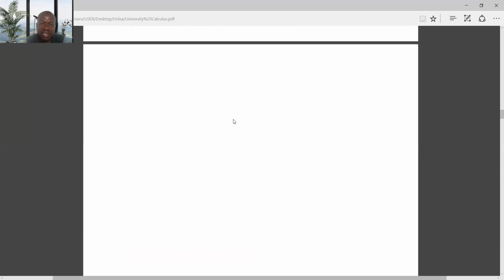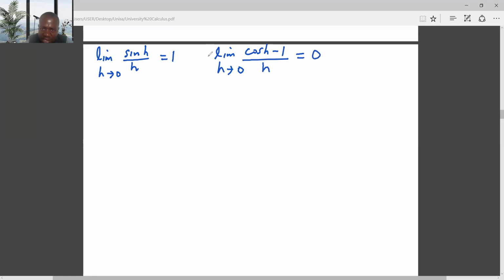Before we prove that, let's write all the information that we just used. Number one, we've seen that the limit when h approaches 0 of sine h over h gives us 1. And the limit when h approaches 0 of cos h minus 1 over h gives us 0, ladies and gentlemen. Now, I want us to prove this.